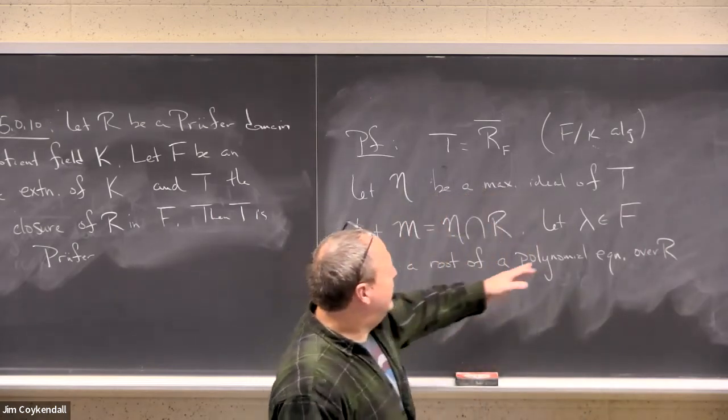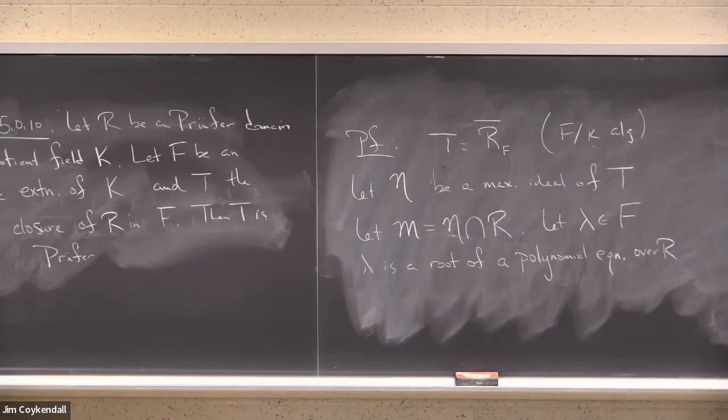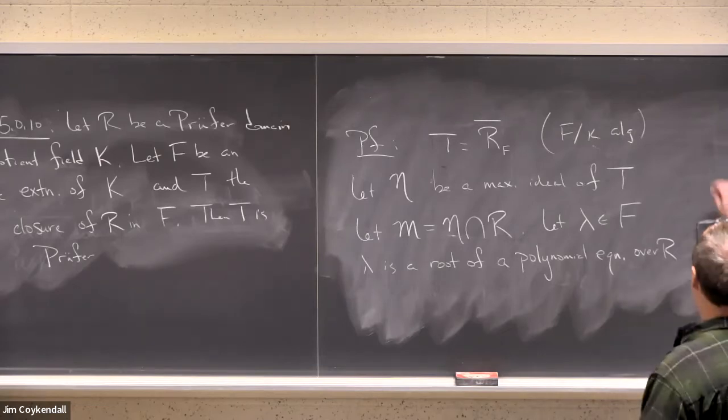Note that any lambda in F is the root of some polynomial equation over R. How do I know that? Well, I know it's the root of a polynomial equation over K because lambda has to be algebraic over K. So look at all the coefficients in K and just clear the denominators, right? And so now it's the root of a polynomial equation with coefficients in R, right?